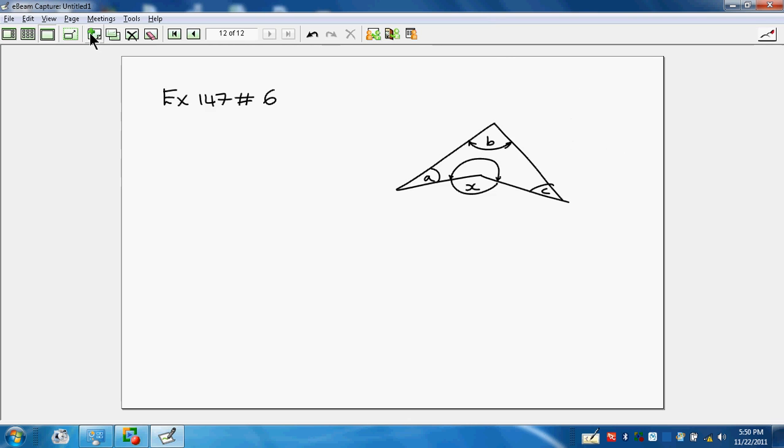Okay, so we are looking at exercise 147, number 6 in certificate maths, and we are asked to find out what x is, or to put x in terms of a, b, and c. What is the relationship, right? What relationship can we find between x and the other letters or angles in the diagram?